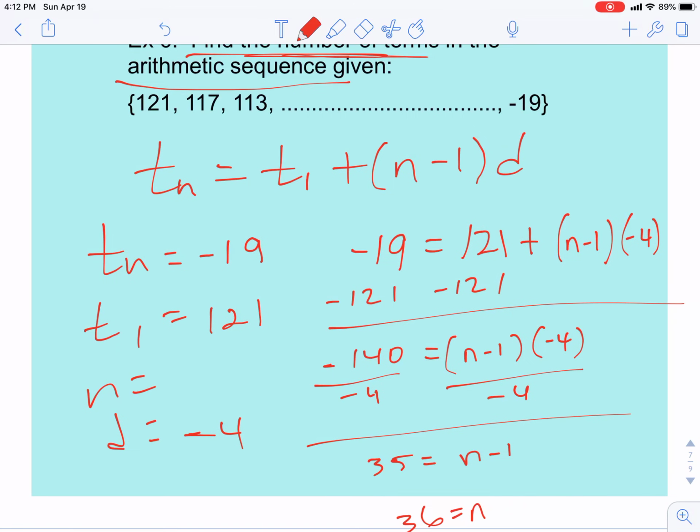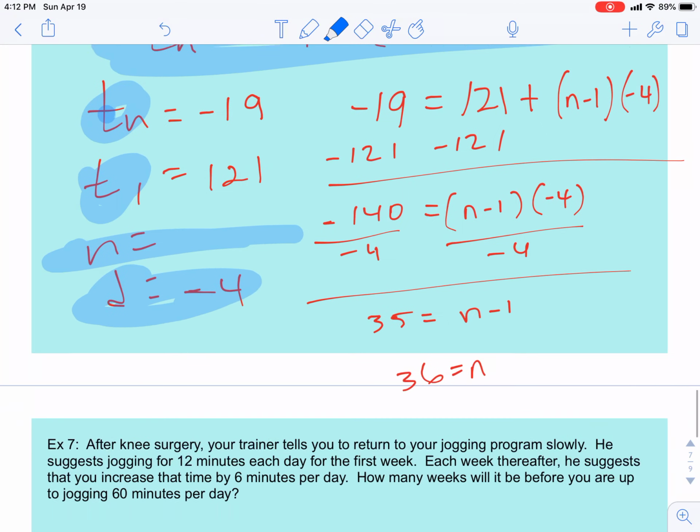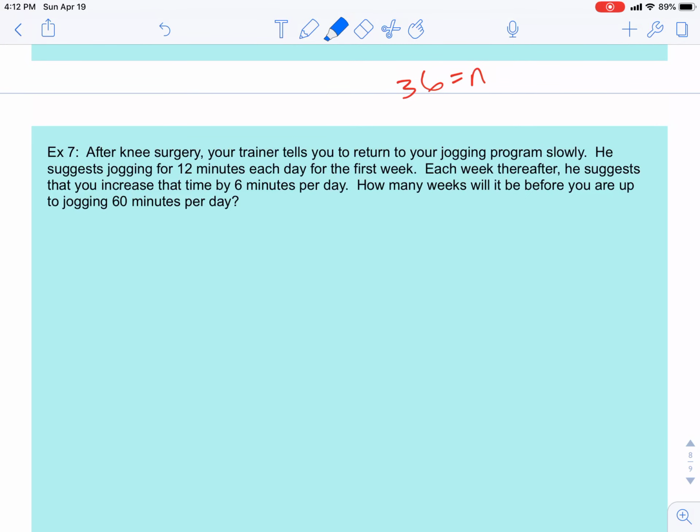All right, and again, what we did is we took the explicit formula for arithmetic. We took that guy. We labeled everything that we knew. So we knew the last term was negative 19. The first term was 121. We were trying to find out the number of terms there were, and we had to figure out that the pattern was going down by 4 every time. We took those values, substituted them in, and then did our math. All right, we got one question left, and then you get to practice, and I'll give you the answers.